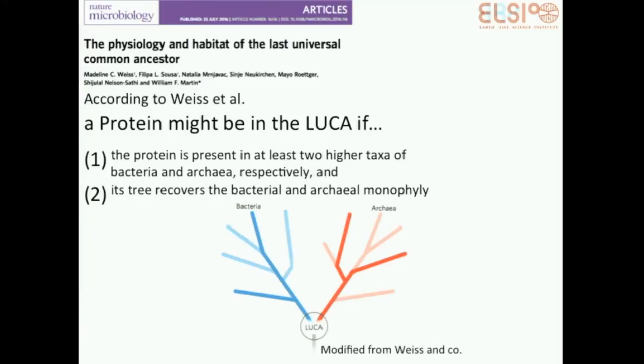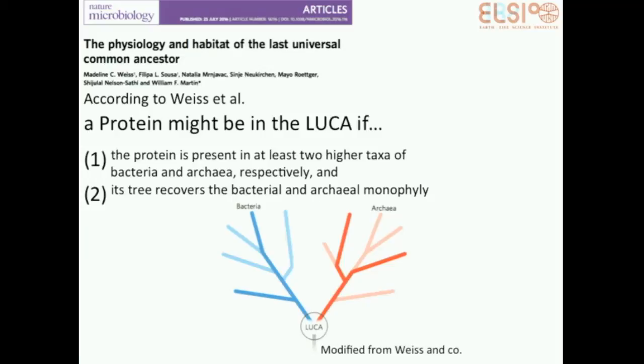Here on the left are bacteria in blue, and if you squint your eyes, or if you've got good eyes, you can see that there are two dark blue lines on the bacterial tree. This would be representing that a protein or a gene is present in two higher taxa of bacteria. And on the right, we've got this other group of organisms that we call the archaea. And if you look closely, there's two dark red lines, and this would be indicative of two of these genes being present in the archaea.